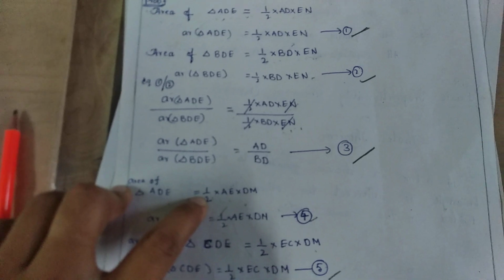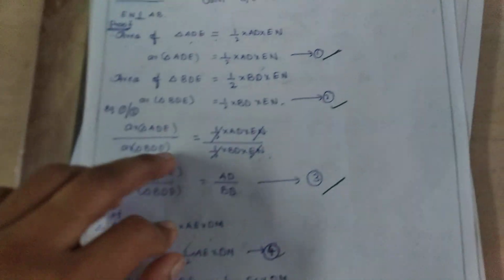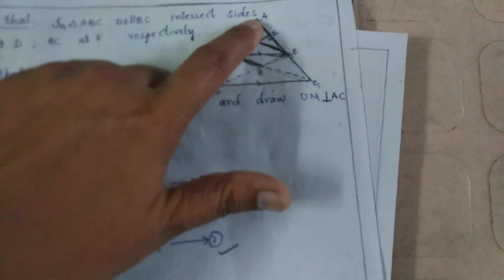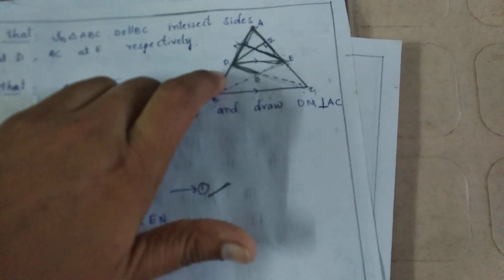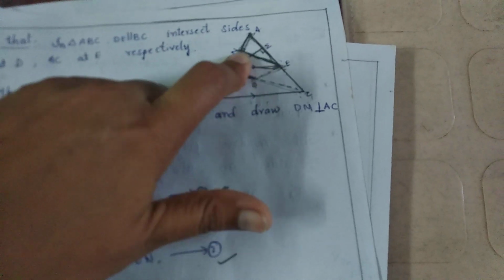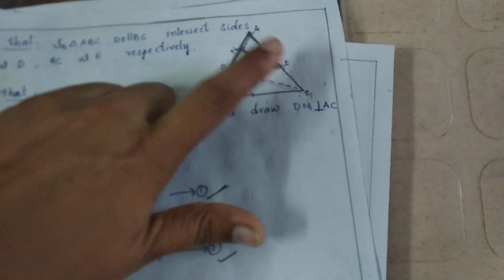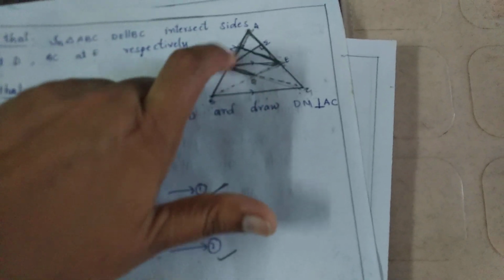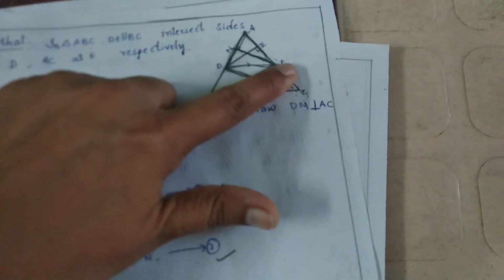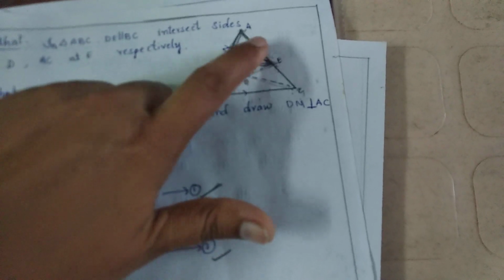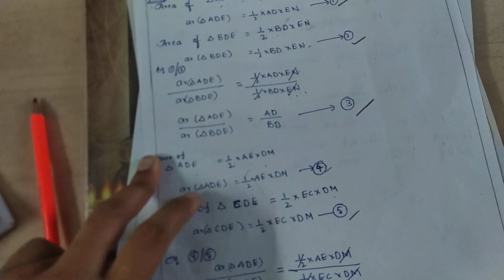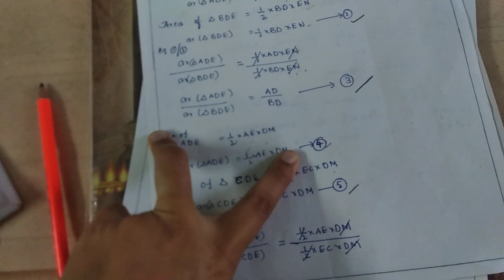Next, again take the triangle ADE. Look at the diagram: in triangle ADE the base is AE and the perpendicular height is DM. Now area of triangle ADE equals half AE into DM. That is equation number 4.